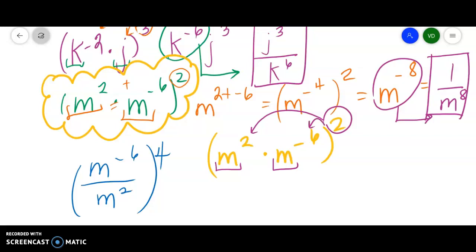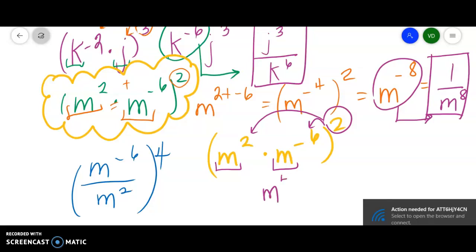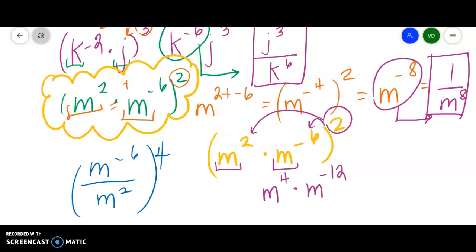So now it should have been M to the fourth power times M to the negative 12. If I simplify those now, they will become M to the negative 8, and then it's still going to equal 1 over M to the 8th power. So either way you chose, whether you wanted to simplify inside parentheses first or power to power first, see how my answer still simplified to be the same.